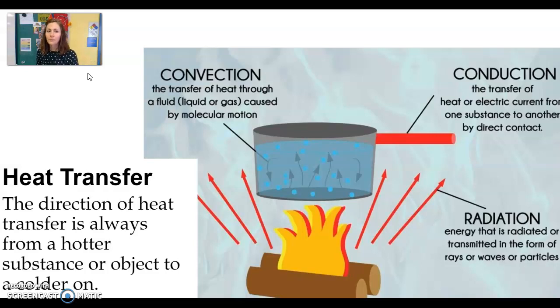Radiation is another one, and that is when energy is radiated or transmitted in the form of waves or rays. So in this example here, the fire is radiating heat towards the pot. The metal of the pot is conducting its heat to the liquid in the water on the edges where it's touching the pot. Then the water molecules, as they bump into each other and get excited, are convecting that heat transfer to each other.